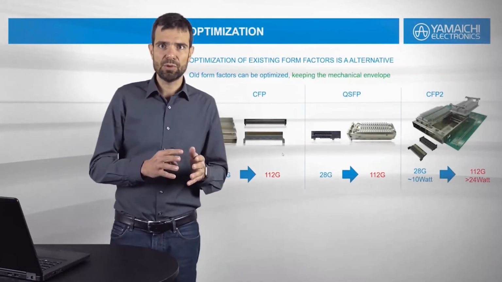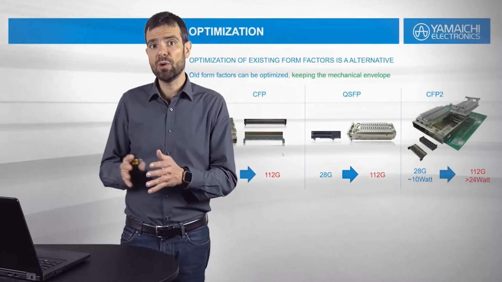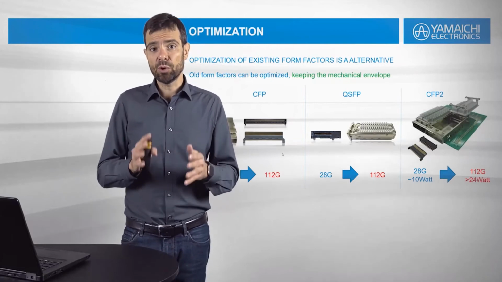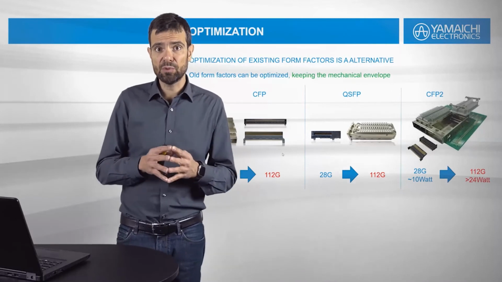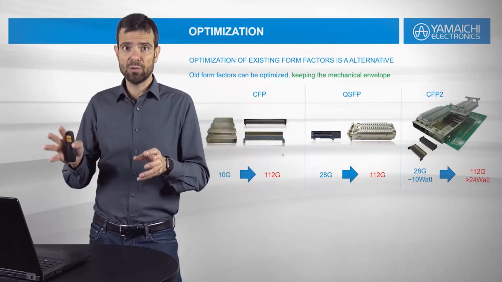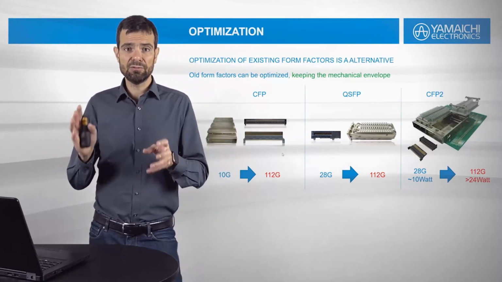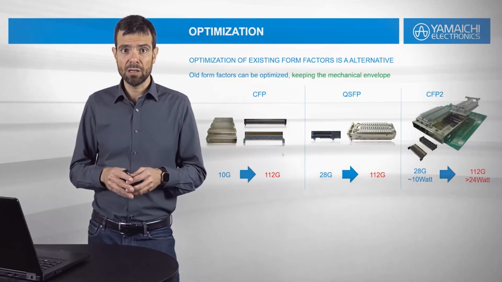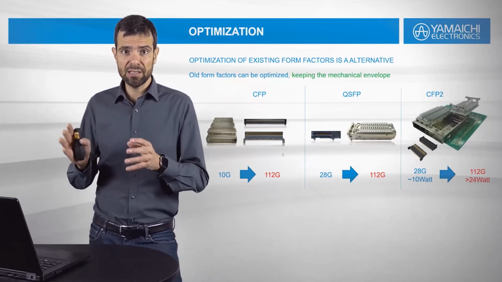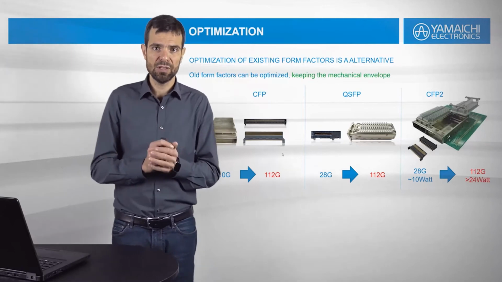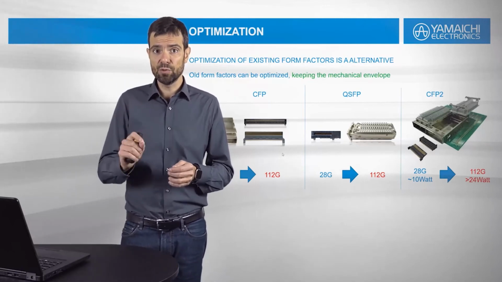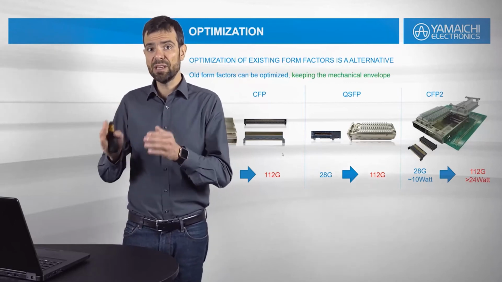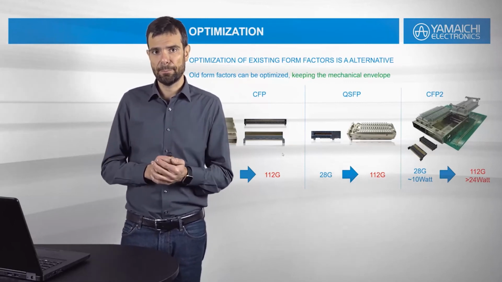CFP has been upgraded from 10G to 112G, allowing more than 1 tera of throughput. QSFP has been upgraded from 28G to 112G. This is actually a 400G form factor. I'm not talking about QSFP-DD here, I'm talking about QSFP 112G, which has the same throughput per slot as QSFP-DD 56G.